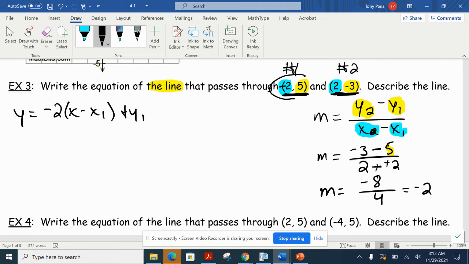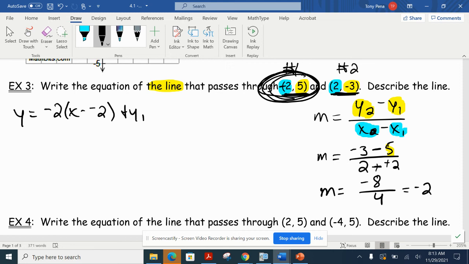Just pick one of them. All right, so if we pick point 1 now, we can write the equation of this line. So in x sub 1, I'm going to erase x sub 1, and the x coordinate of the point that Joe is picking is a -2. So we end up with x minus a -2.